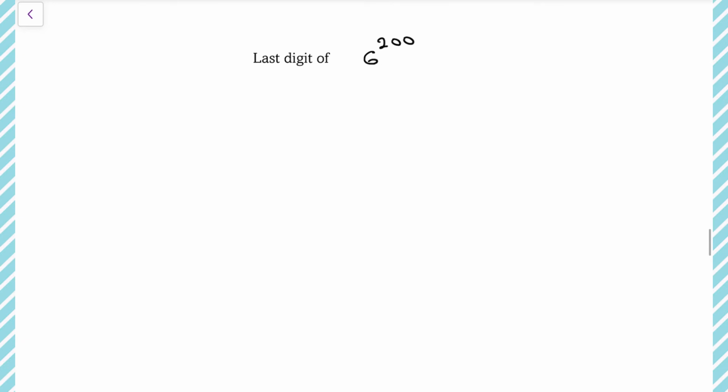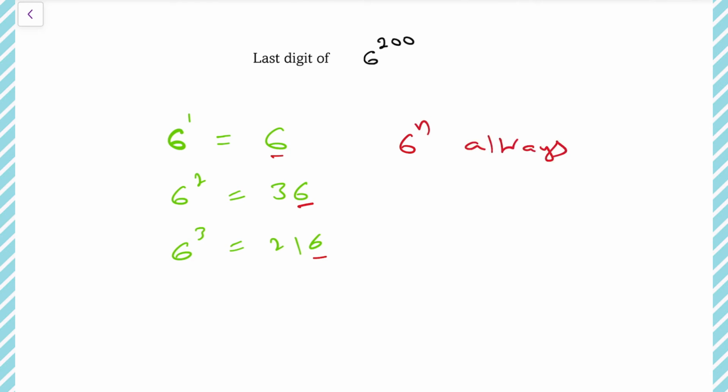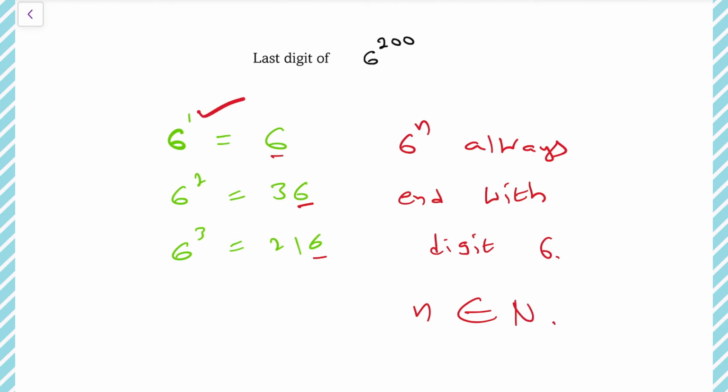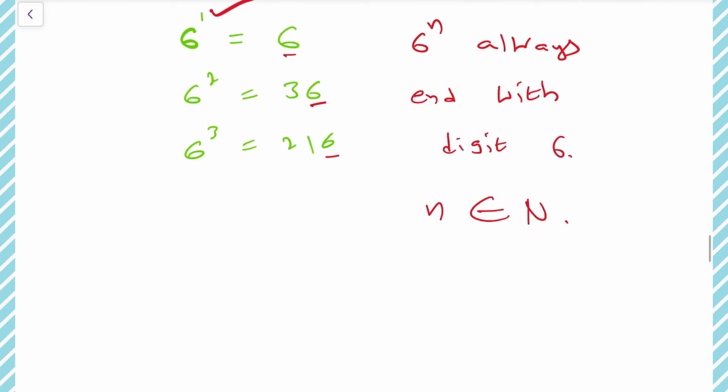Next, what is the last digit of 6 power 200? If we start with natural numbers only, you need to take them as the power. 6 power 1 is 6, 6 power 2 is 36, 6 power 3 is 216. Now if we observe all the last digits, always the last digit is 6 only. So we can say that 6 power n always ends with digit 6, where n belongs to natural numbers, because I am starting from 1 onwards. If in case we take 0, 6 power 0 will become 1, so the answer will change. That is the reason we need to start from natural numbers only.